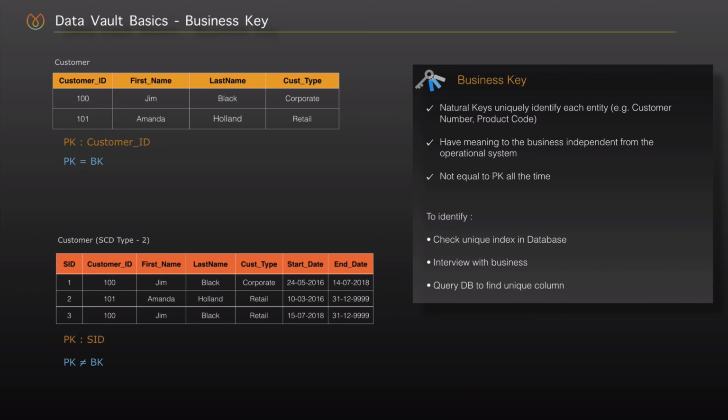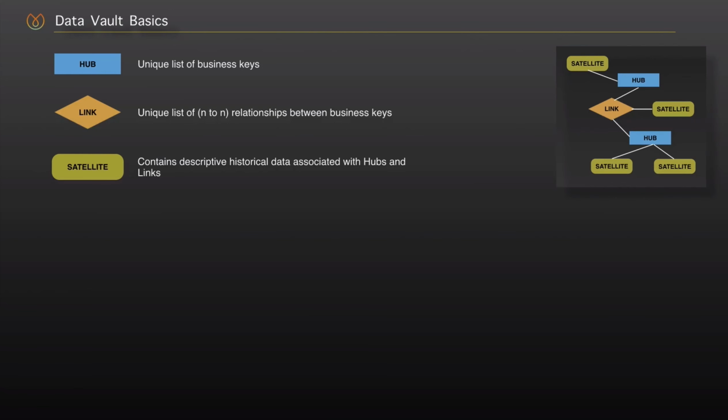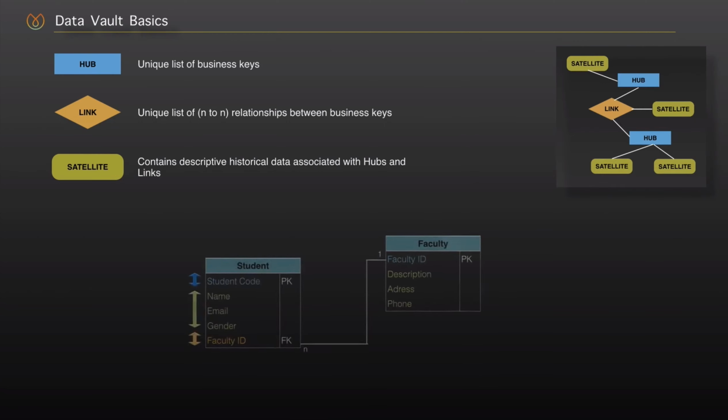Okay, let's jump back to where we left off. We briefly explained the hub, link, and satellites, but let's look at a real scenario and understand how we will split the fields from traditional tables to these entities. So we have two source tables in here, student and faculty. There is a one-to-many relationship between them. A student can study only one faculty, for example engineering or social sciences, but a faculty can be registered by multiple students. First, we will identify the business keys.